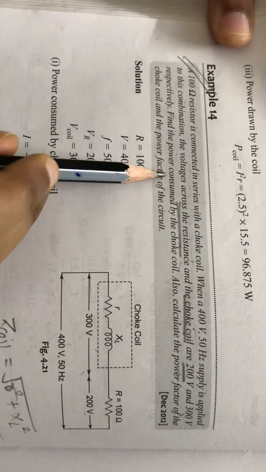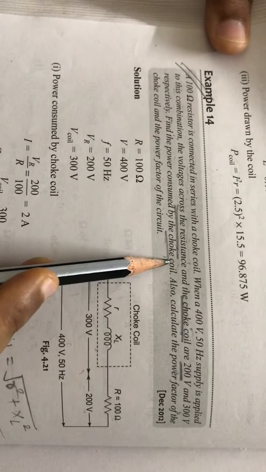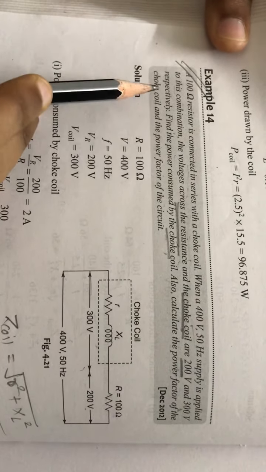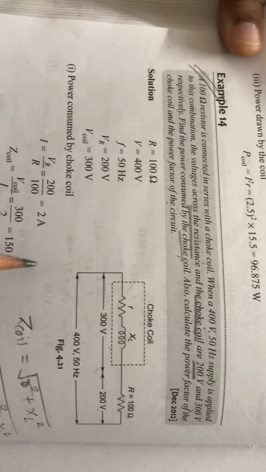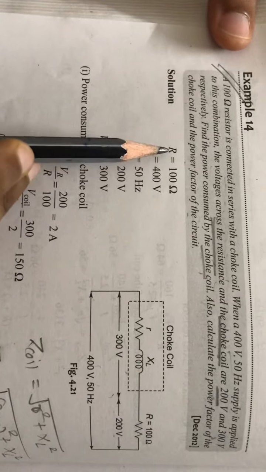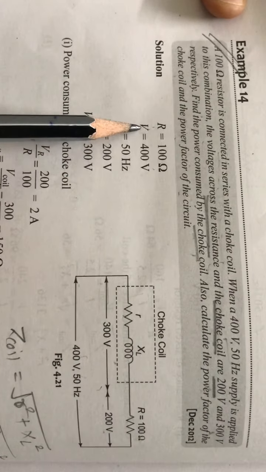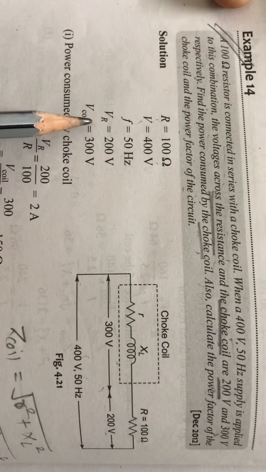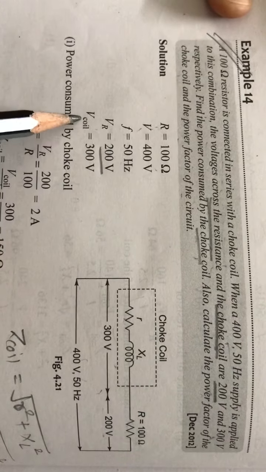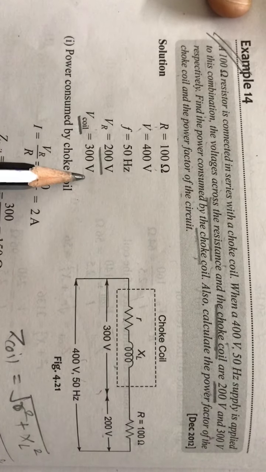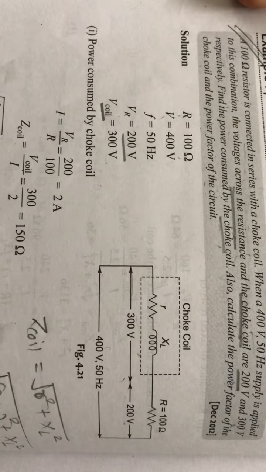Okay, now find the power consumed by the choke coil. We have to calculate the power consumed by the choke coil and also calculate the power factor PF of the choke coil and power factor of the given circuit. Okay, so let us start here. See, capital R is 100 ohm, that is the resistance, voltage is 400 volt and frequency is 50 hertz. And here, voltage across the resistance is 200 volt and voltage across the coil is 300 volt, as given in the question. First we have to calculate the power consumed by the choke coil.